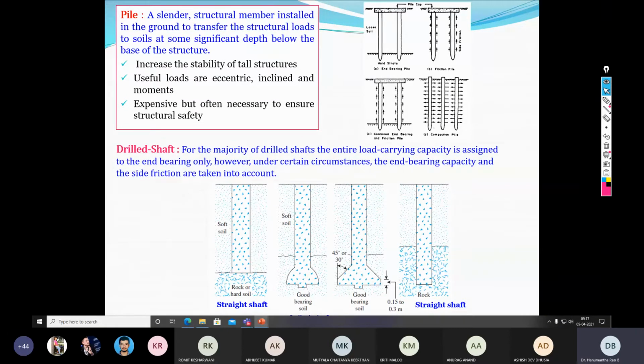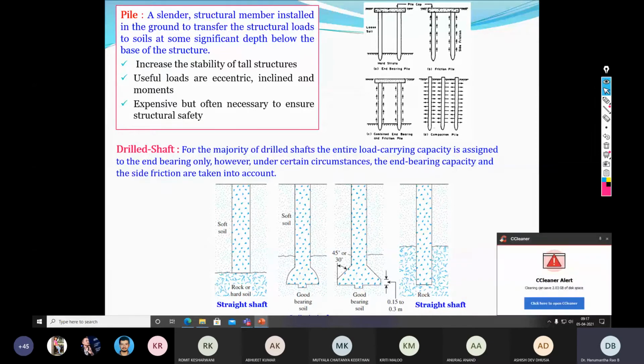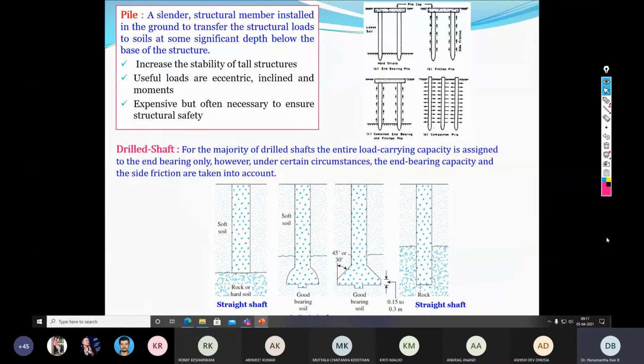With regard to deep, we can connote two things. One is that the foundation or the structural member itself is inserted very deep into the soil system. Second is that the load transfer also happens from the ground surface to the deeper level. This is why it is called a deep foundation, as you can see in the top right picture.